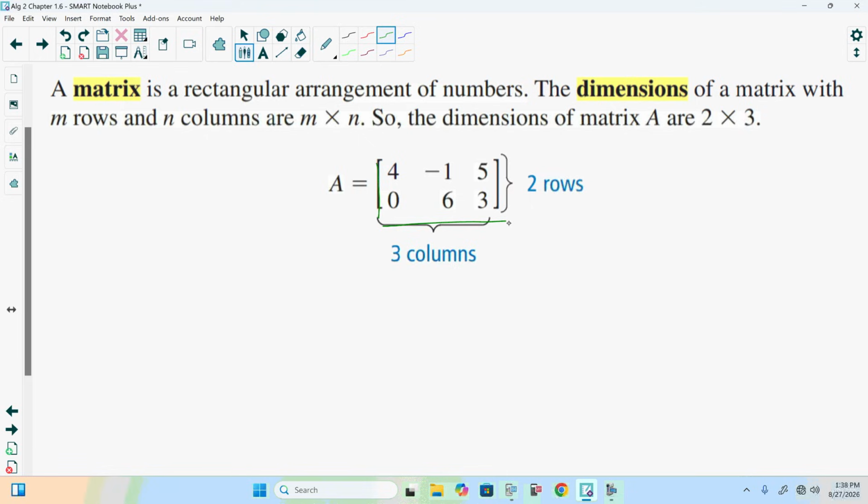Rows and columns. Now we state the dimensions of a matrix as rows by columns. Now this one here has 2 rows and 3 columns, so we would say 2 by 3, 2x3.